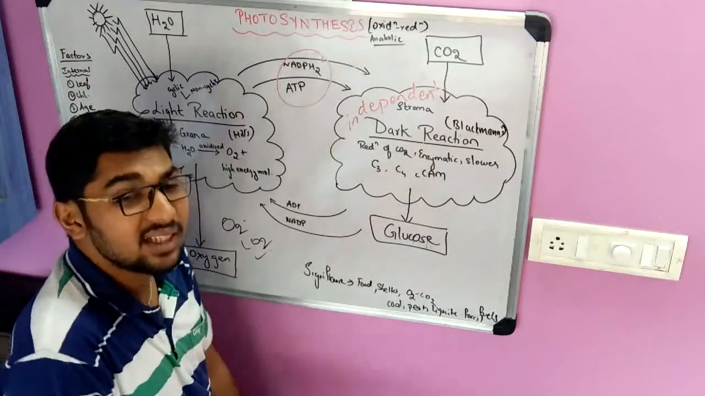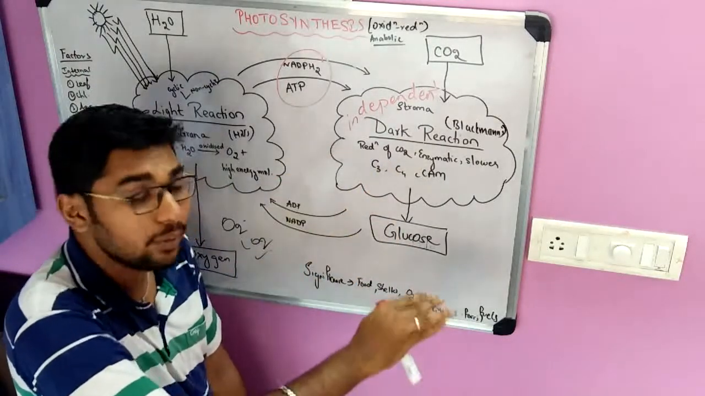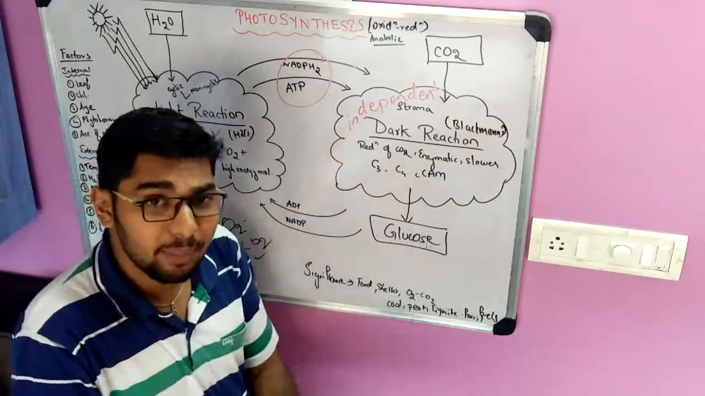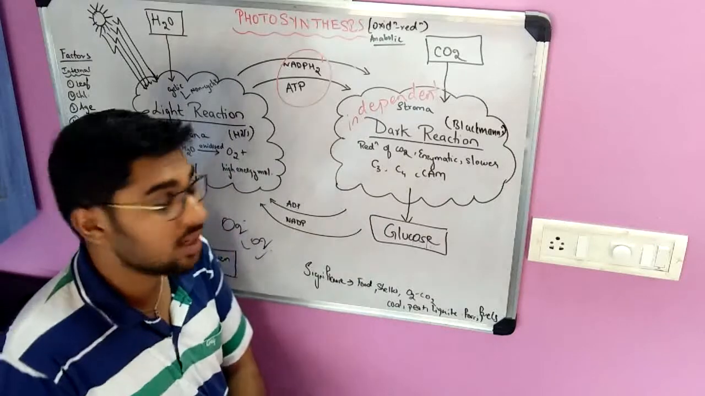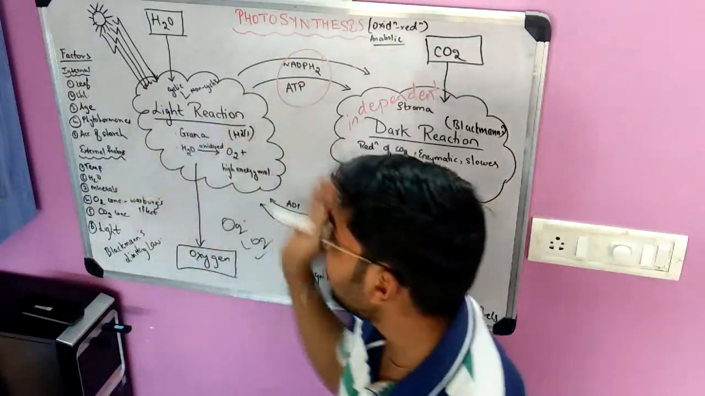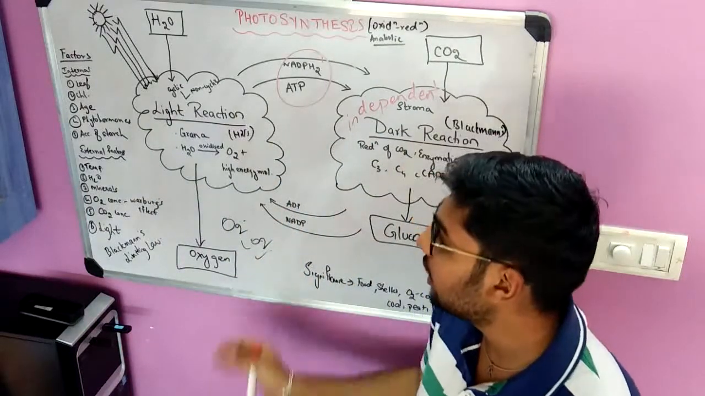And glucose is released. Either the plants may undergo C3 pathway, or C4 pathway, or CAM pathway. The majority of the plants undergo C3 cycle or Calvin cycle, which will be dealt with in separate videos as I mentioned. Now this is the complete photosynthesis process or mechanism.